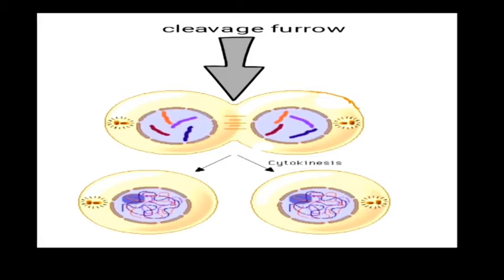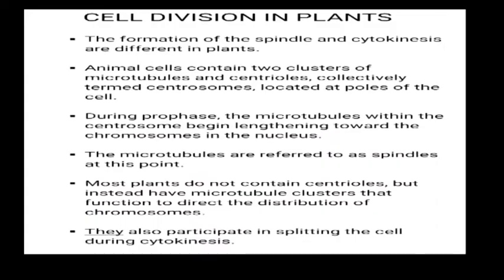Here we can see a picture of cytokinesis. A cleavage furrow forms and it deepens. Thus the cell divides into 2. In plants, the cell division is a little bit different from animals. Let us go through the differences.